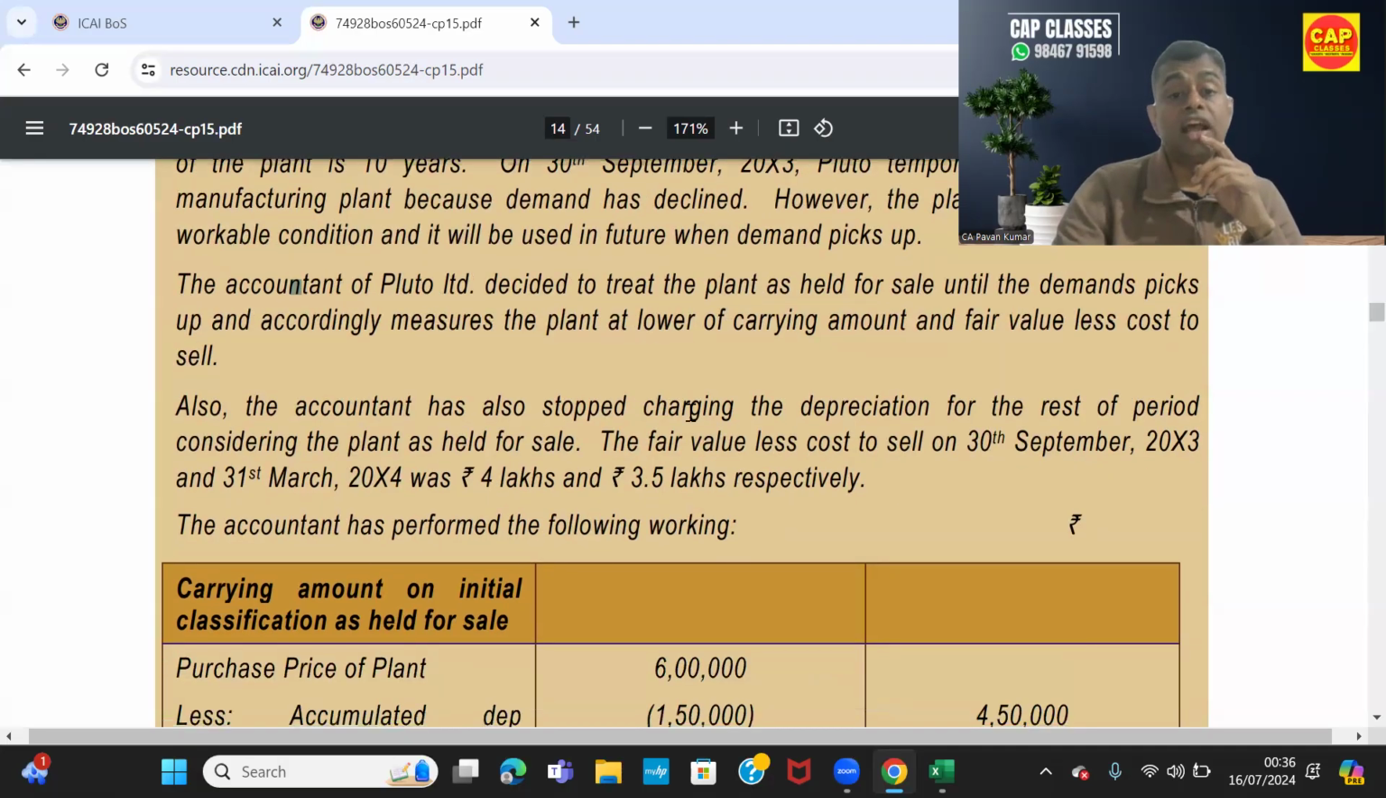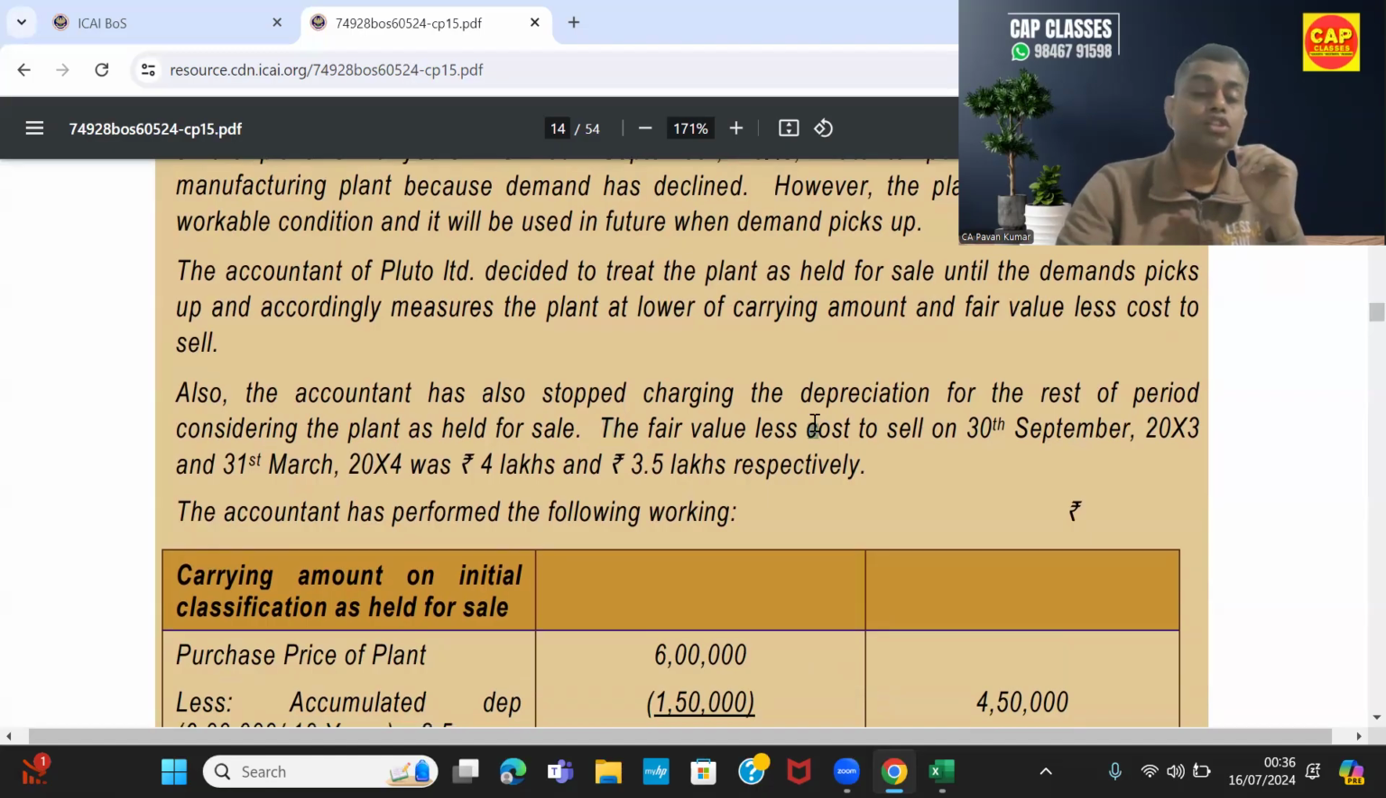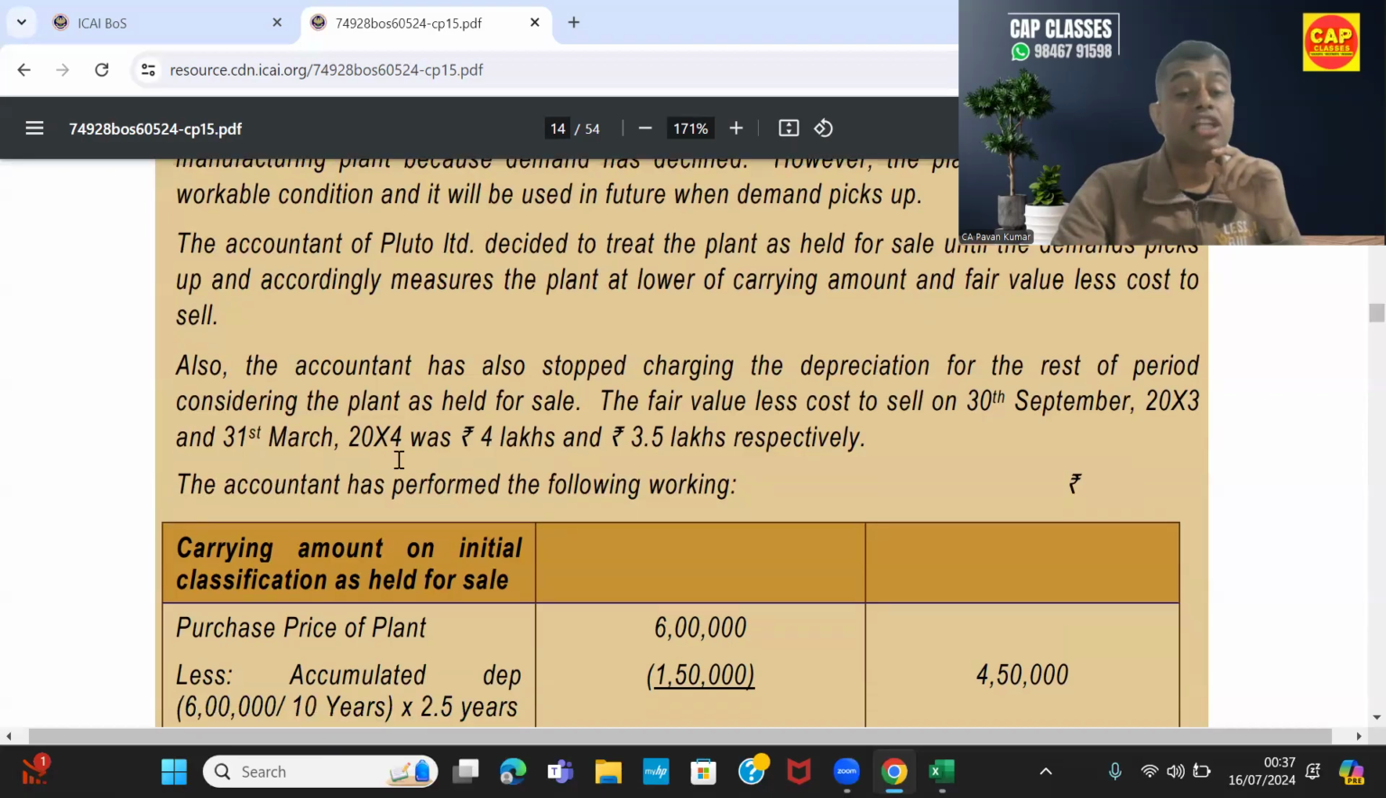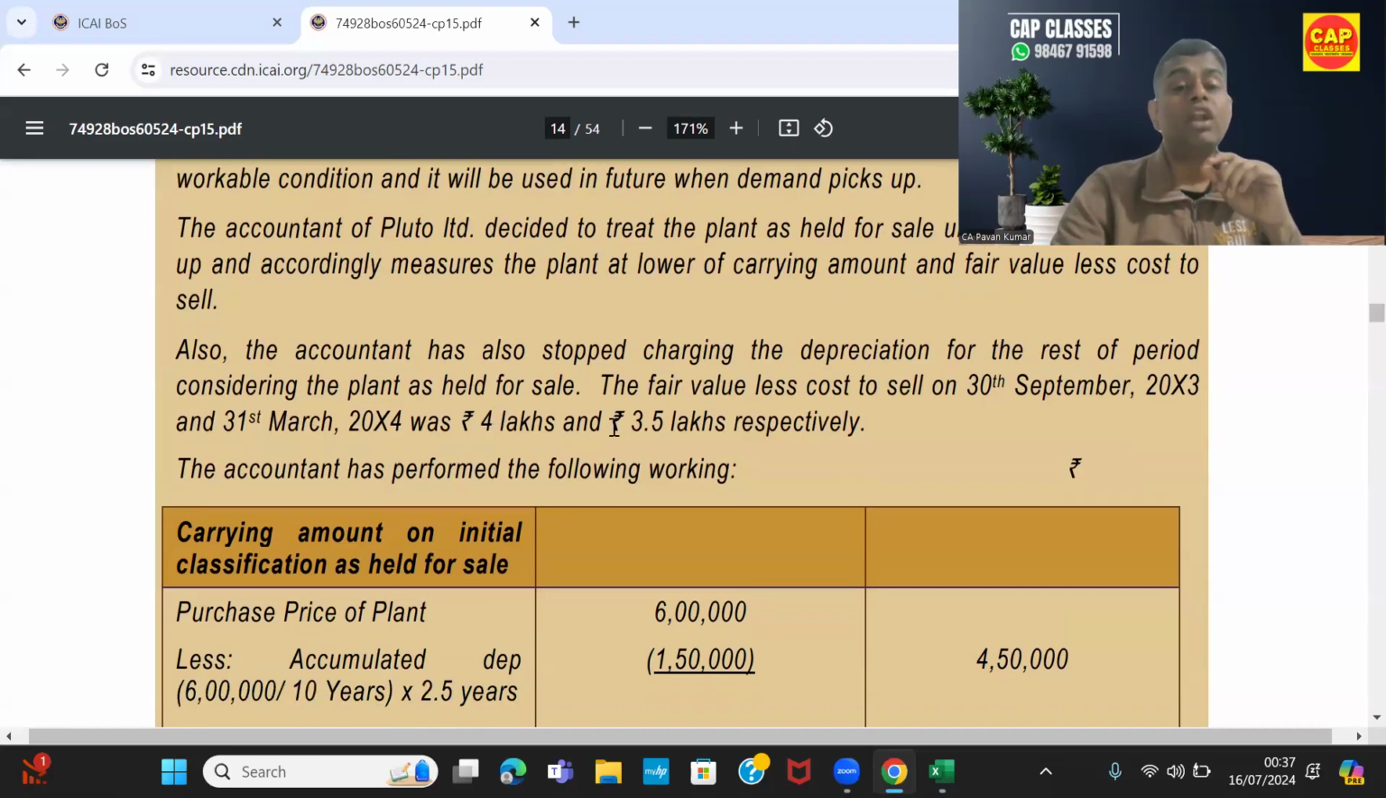The accountant has also stopped charging depreciation for the rest of the period, considering the plant held for sale. The fair value less cost to sell on 30th September 20X3 and 31st March 20X4 was 4 lakhs and 3.5 lakhs respectively. The accountant has performed the following working.